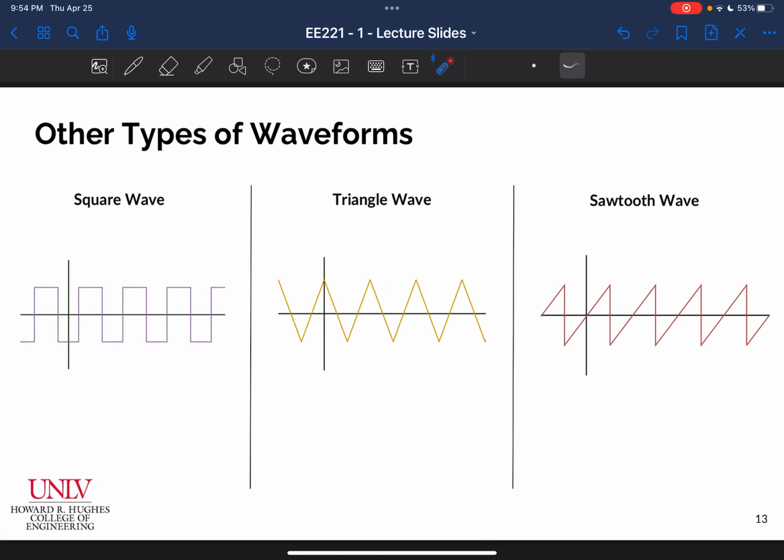Okay, so I just ended the other video because I felt like it was getting a little long, but this is the last slide before I move on to the next section, so this will probably be a pretty short one. But there are other types of AC waveforms outside of sinusoids, and these are the three major ones.